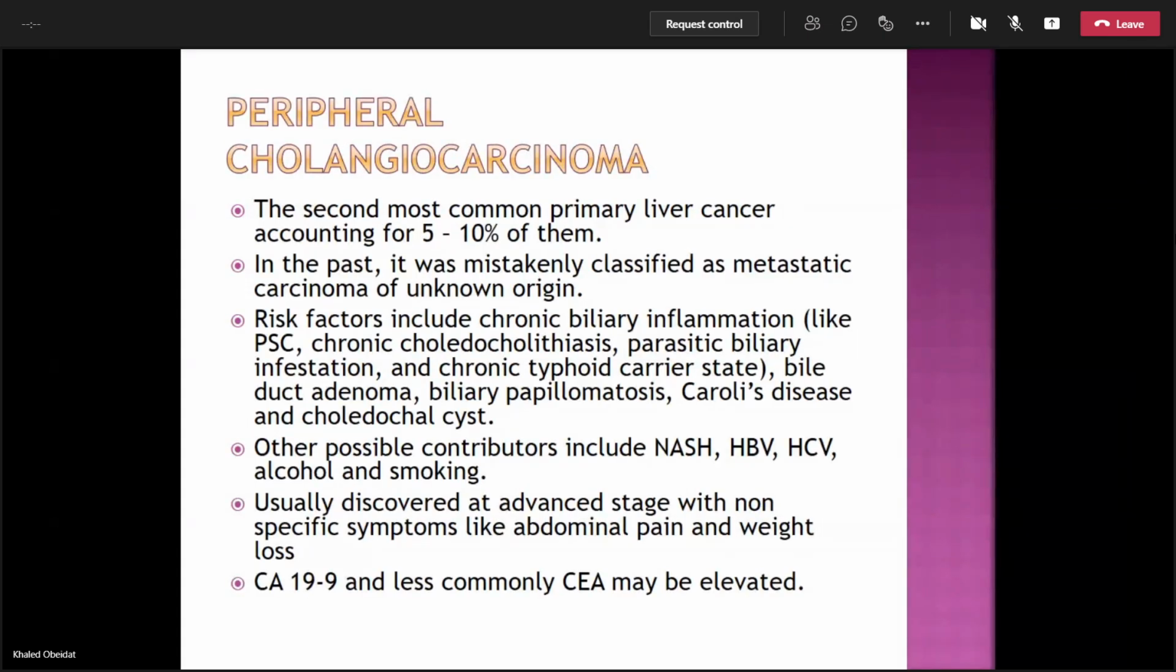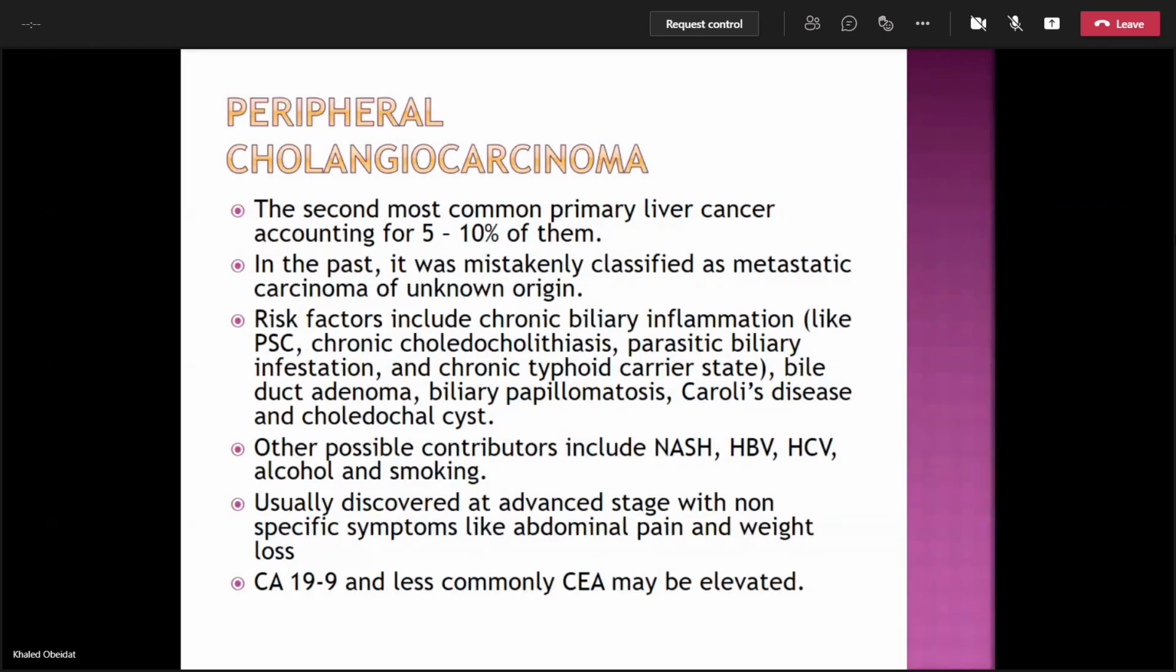Cholangiocarcinoma is the second most common primary liver cancer, and here we are talking about peripheral cholangiocarcinoma. Cholangiocarcinoma can be classified into peripheral, which is when the lesion is located inside the liver, or it can be hilar, when it is in the hilum of the liver, the junction of the left and right hepatic ducts, or it can be distal when the tumor is below the junction of the cystic duct.